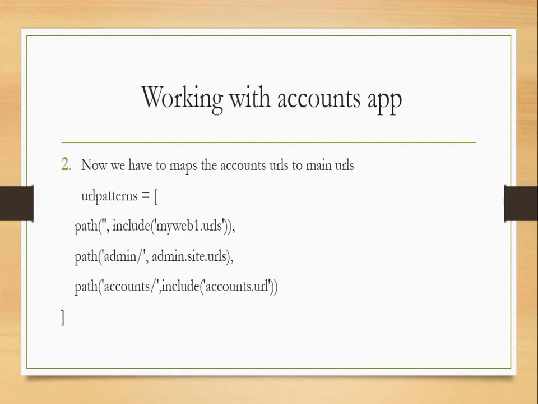Once this is done, I have to map the url. The first one was working with the app URL, and the second one is working with the main URL, that is, the project URL. So here I give accounts slash, include accounts.urls. Here I am taking an accounts folder, so I give accounts include accounts.urls. It can be accounts or account, depending on what name you have given.